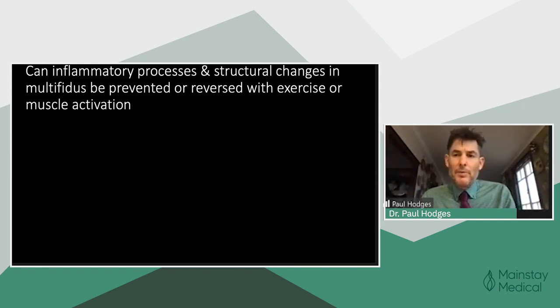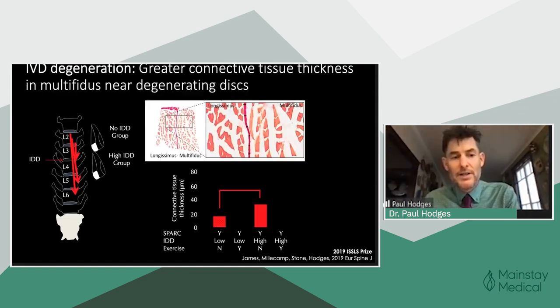So the question is, if it's an inflammatory process, can we reverse that with exercise? And we know, of course, that anti-inflammatory drugs are one possibility for having anti-inflammatory effects, but exercise also has potential anti-inflammatory mechanisms. So we've done a series of studies looking at whether activation of muscle and exercise can have an effect on reducing the changes in the inflammatory process.